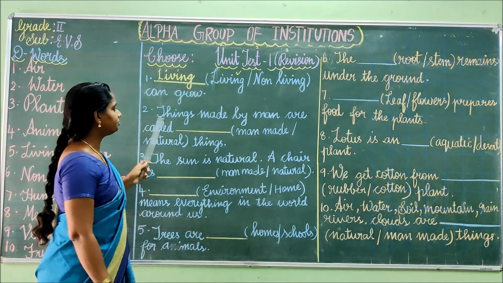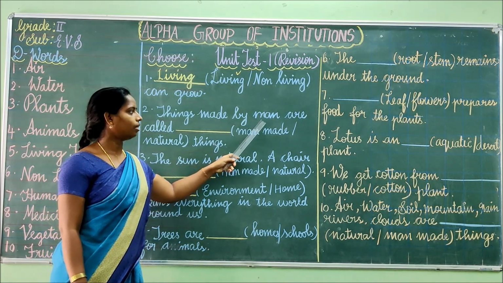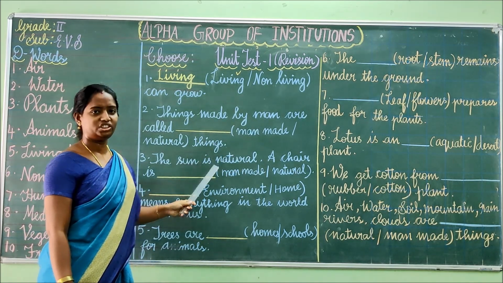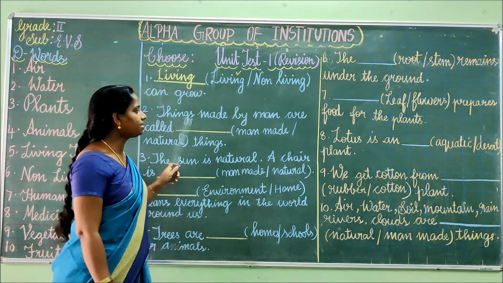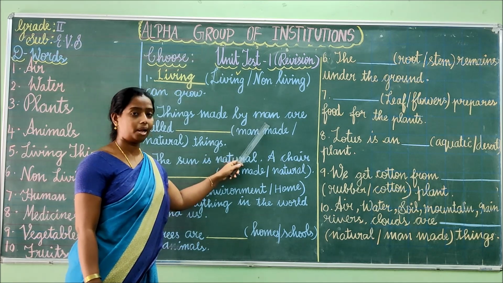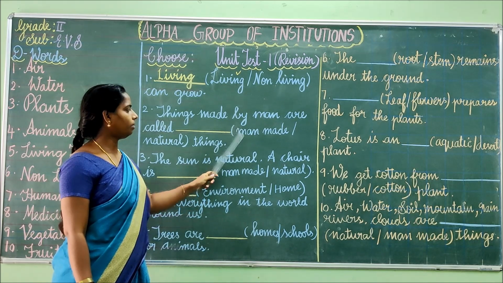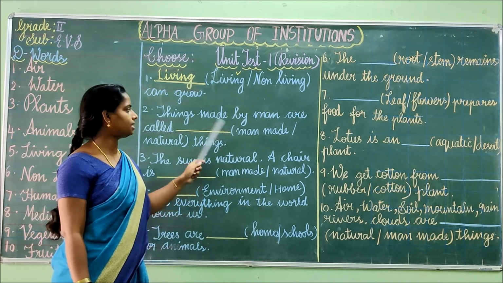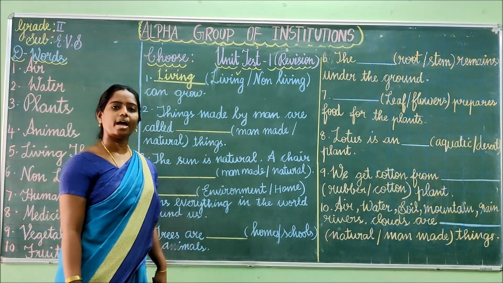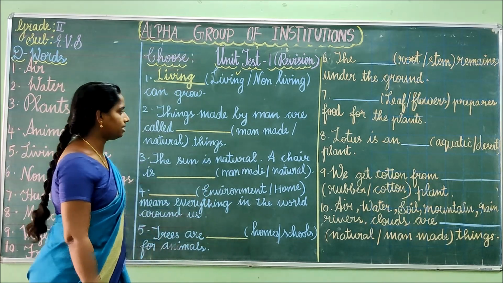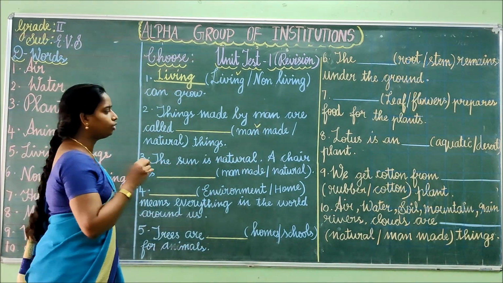Next, second one. Things made by man are called dash things. I'm repeating the question again, children. Things made by man are called dash things. Made by man: man-made or natural? The question itself we can easily understand. Things made by man are called man-made things, isn't it? You have to put your tick mark on the answer and write it as it is.